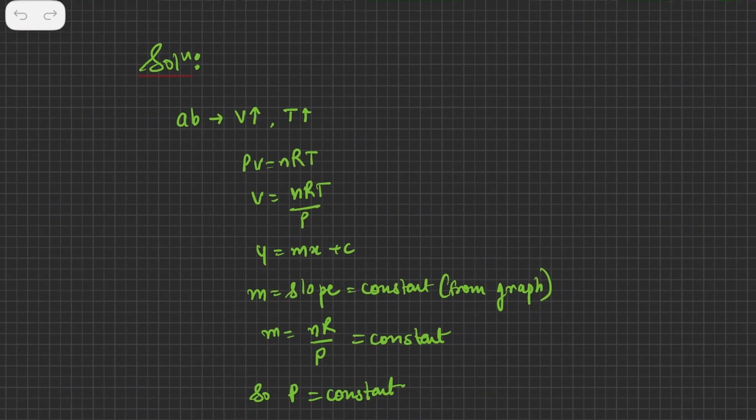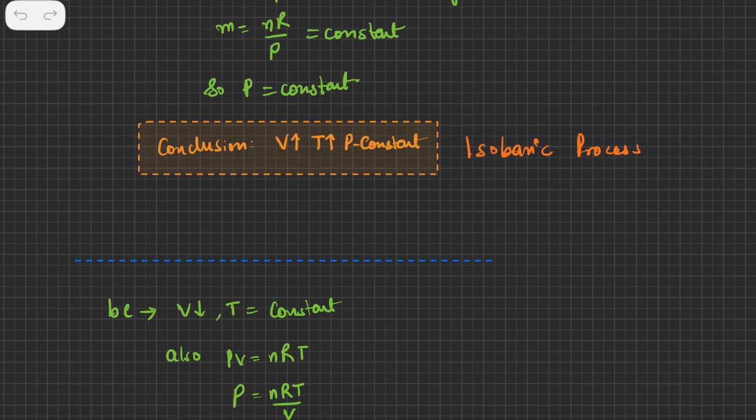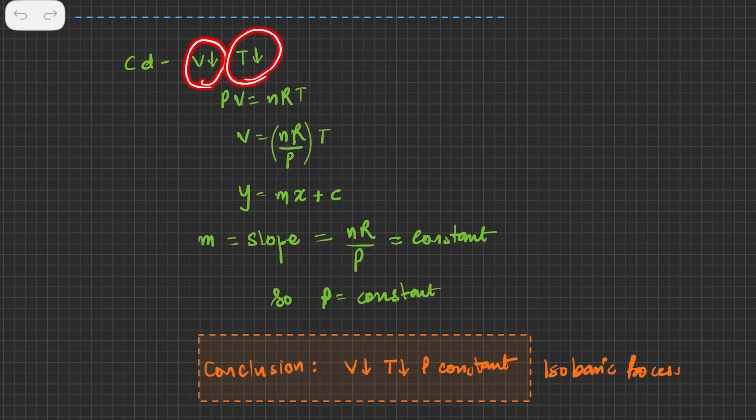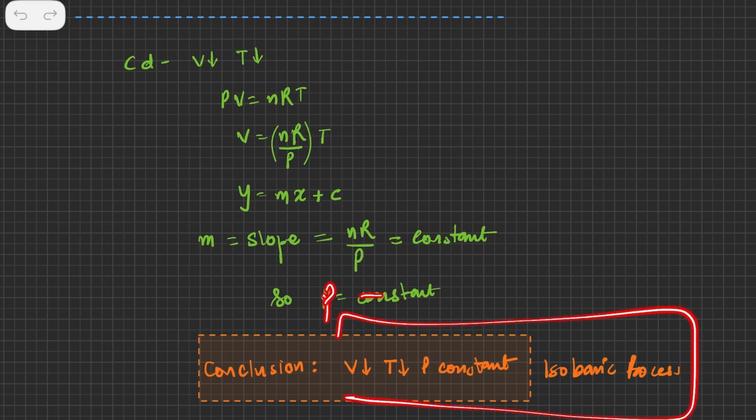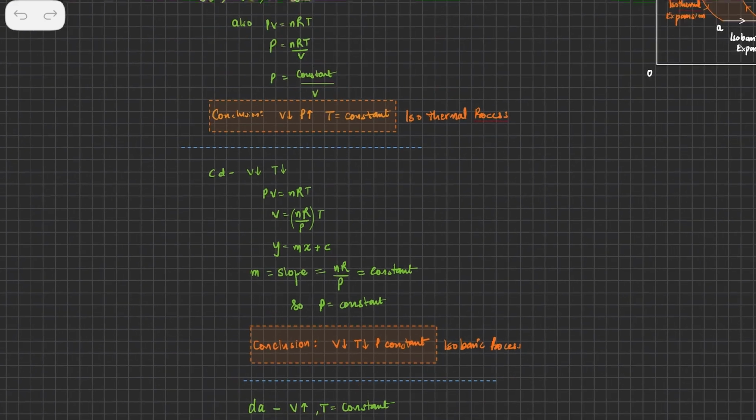So I just mentioned the AB process. The conclusion says the volume is increasing, the temperature is increasing, the pressure is constant. It's an isobaric process. And for the process CD, the volume is decreasing and the temperature is decreasing. PV is equal to nRT is the ideal gas equation, and I have moved P to the other side. Again y is equal to mx plus c, where m is the slope, and because it's a straight line the slope is constant, so P would remain constant. In the CD process the volume is decreasing, the temperature is decreasing, the pressure is constant, and the process is isobaric.